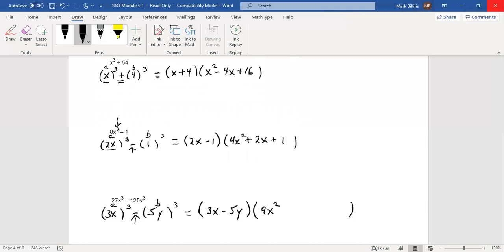My middle sign is always opposite of what I started with. Since I started with subtraction, this is going to be addition. And that term is found by multiplying A times B. So when I multiply 3x times 5y, that gives me 15xy.